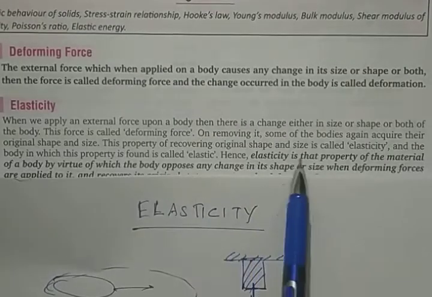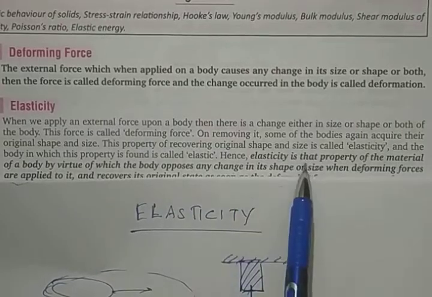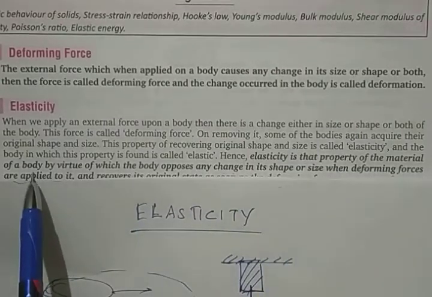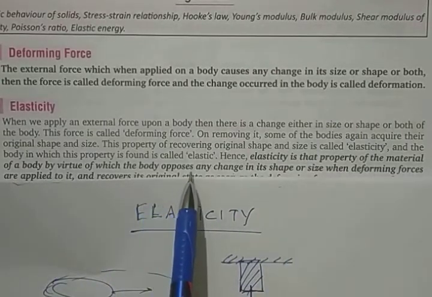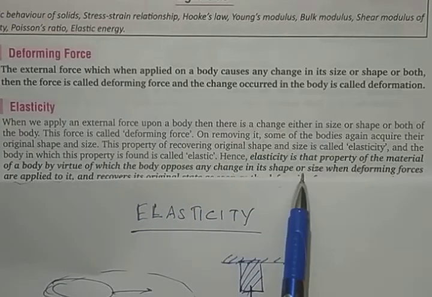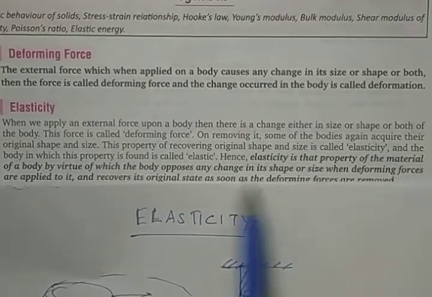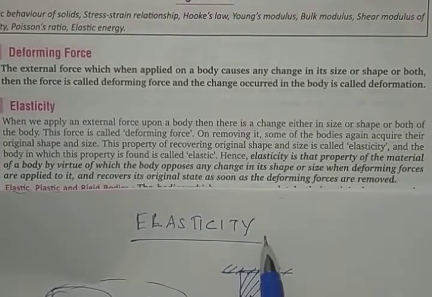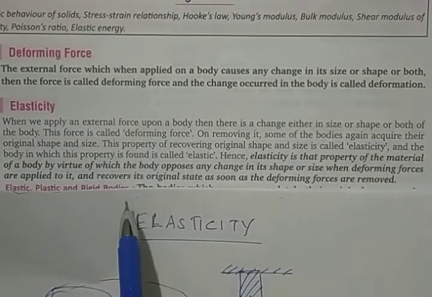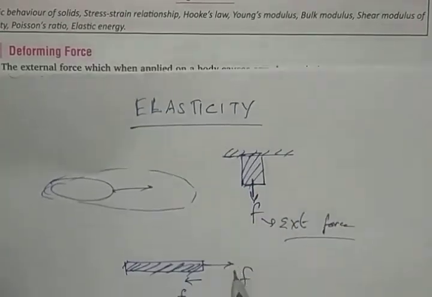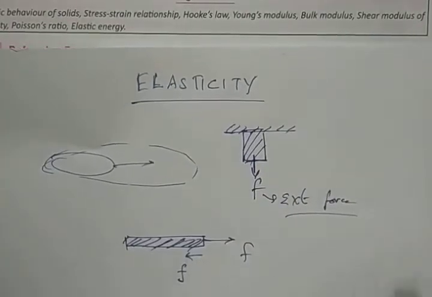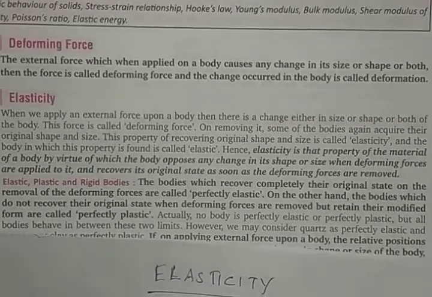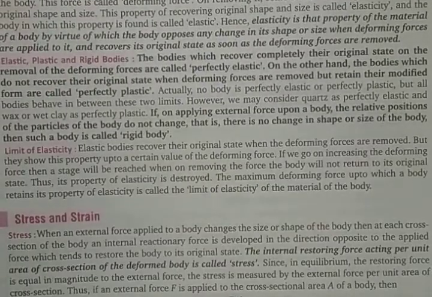Now look at this one. Elasticity is that property of a material by virtue of which the body opposes any change in its shape or size when a deforming force is applied. This opposing force is called the elastic behavior, and the body tries to recover its original state immediately. So we'll go on to the next part.